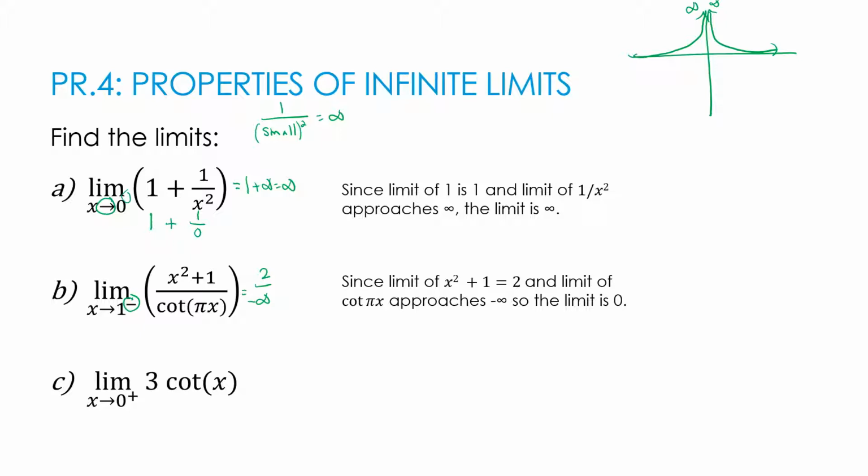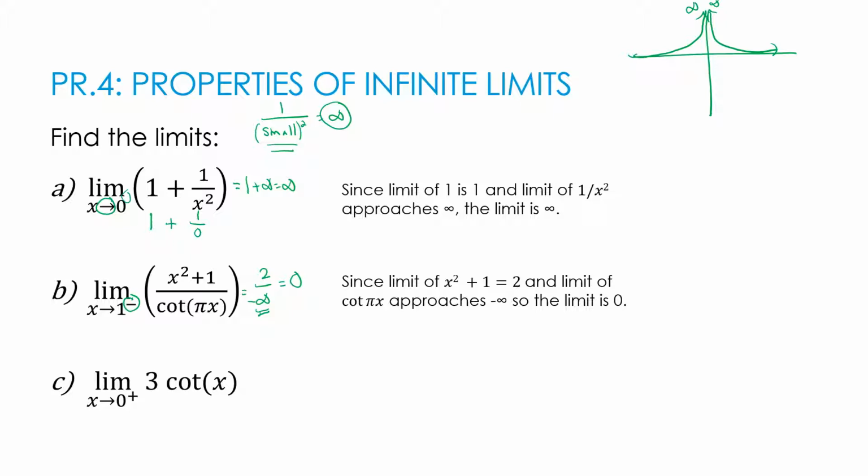And so what I'm looking at is 2 divided by a really, really large number. So here I was dividing by a really, really small number and got a really large number. Now I'm dividing by a really, really large number and I'm getting a really small number known as 0.